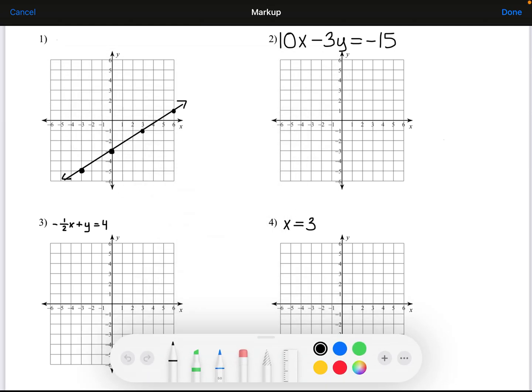So we're going to work with slope-intercept form and from standard form or other forms of an equation. Let's start with problem number one. Number one is already graphed for us, but we want to write the equation of the line in slope-intercept form.